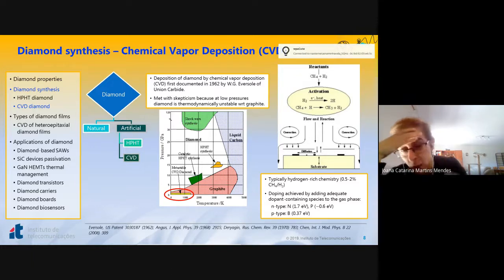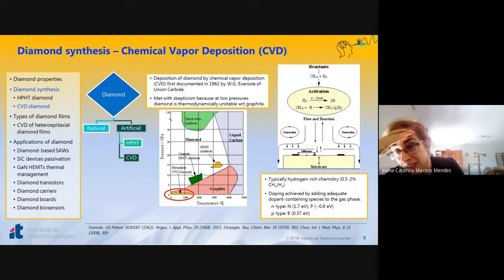And it will bind as graphite and as diamond, sp2 and sp3. But then you have excess atomic hydrogen that will etch away all the non-sp3 bonds. So in the end, you have a growth, a deposition of sp2 and sp3 bonds, and then the excess atomic hydrogen cleans away or etches away all the non-sp3 bonds. And if you add dopants to the gas phase, you can also dope diamond. You can make it p-type with boron, or you can make it n-type with phosphorus.